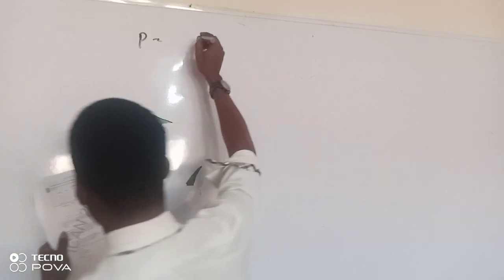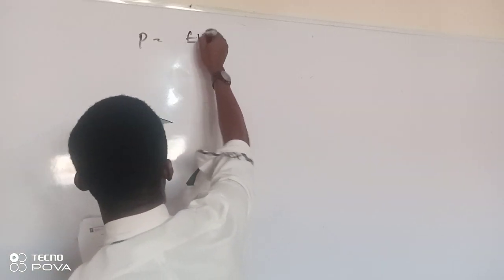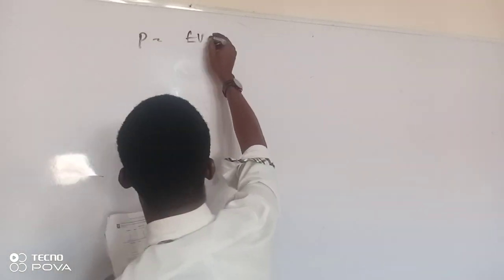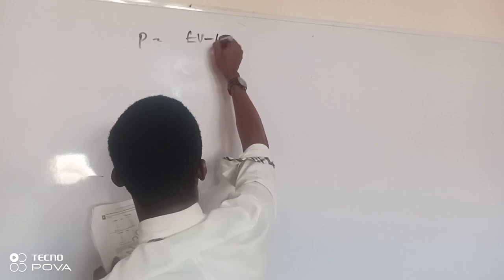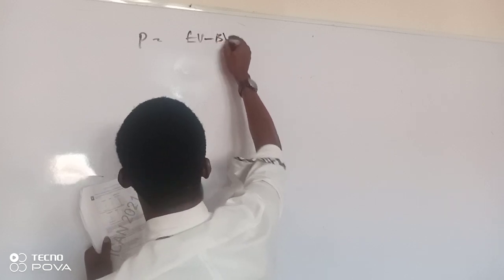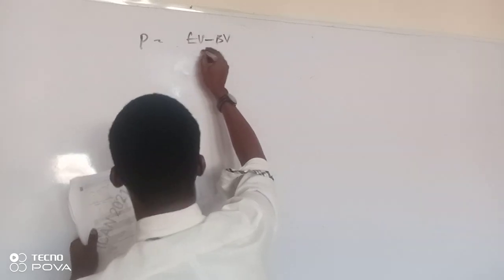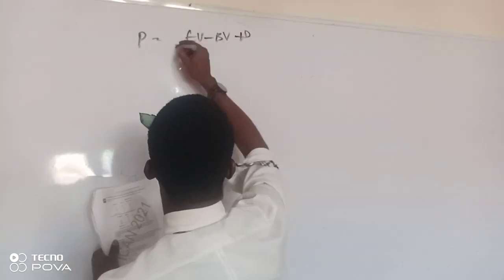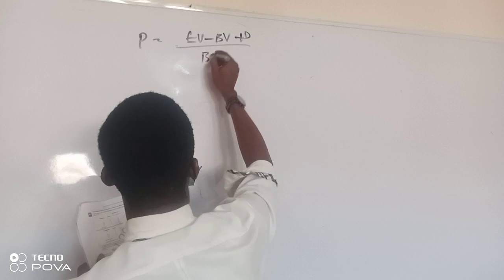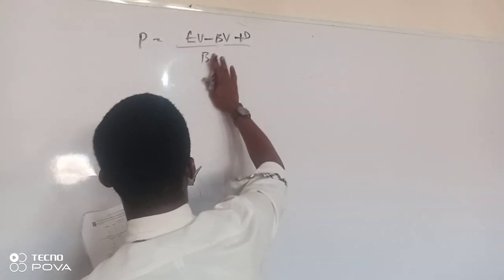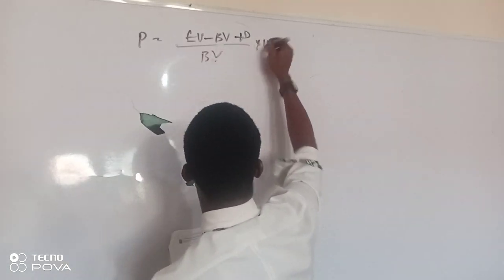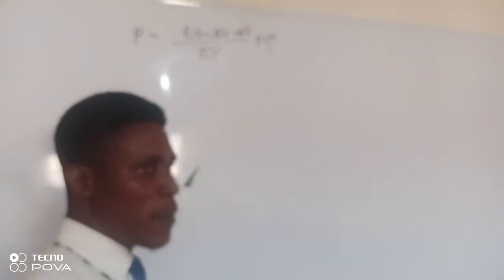That's why you see the formula in your pack. The return is the end value minus the beginning value, then plus dividend, all over the beginning value, times 100%. Are you seeing now?